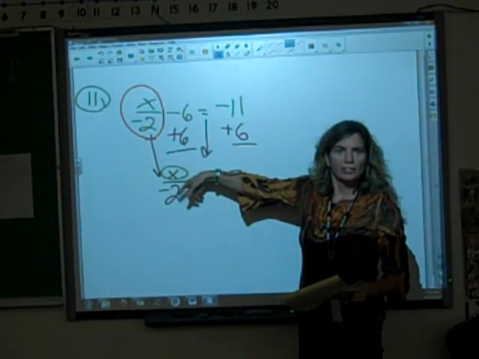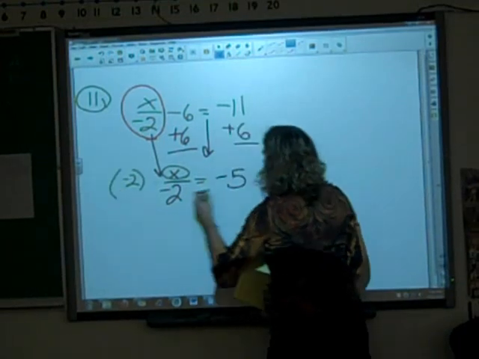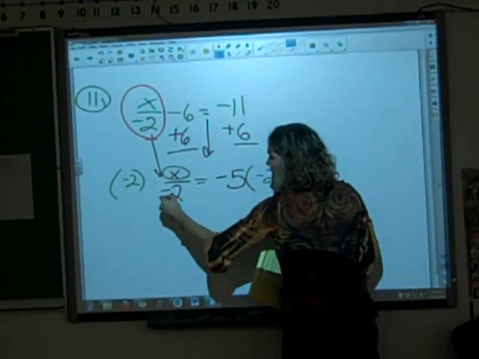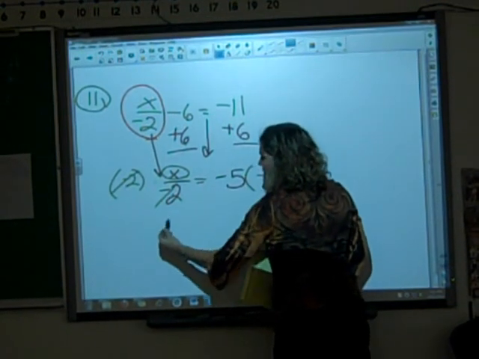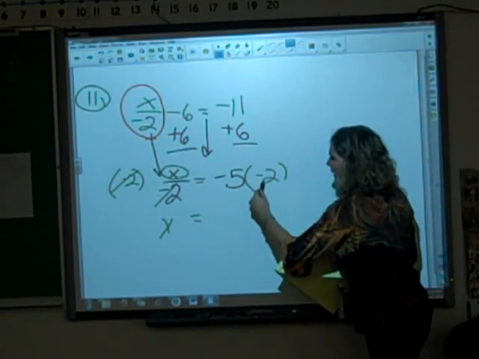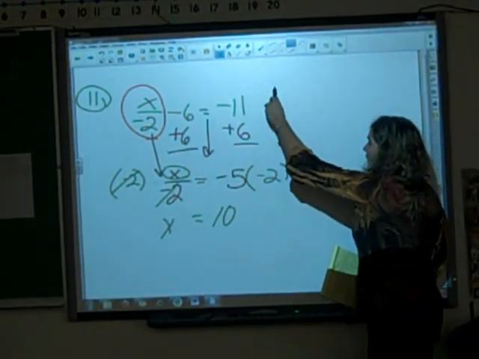Right now it's division. How do you undo dividing by negative 2? You're going to multiply both sides by negative 2. Again, that negative 2 times x divided by negative 2 is going to give you a 1x equals negative times negative, 5 times 2, positive 10.